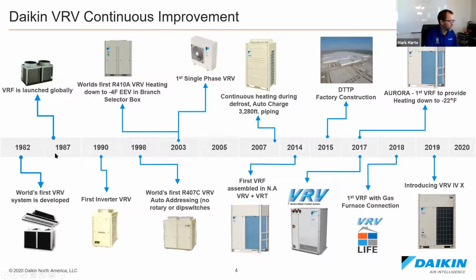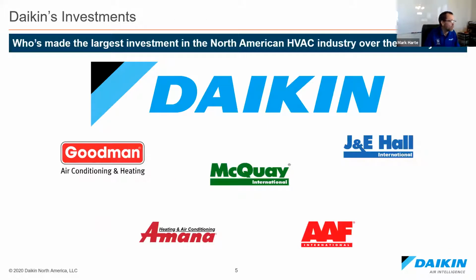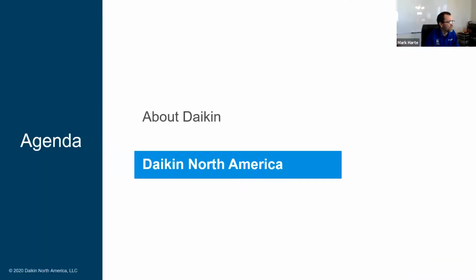So that's just a timeline, just to show you that Daikin's not something new. We've been around since actually 1936. Some of the other corporations that Daikin has acquired, we acquired Goodman. We bought McQuay, 2004, 2003. And along with McQuay came J.E. Hall, along with Goodman came Amana, and along with McQuay came American Air Filters. So some of the stuff we have across the industry.